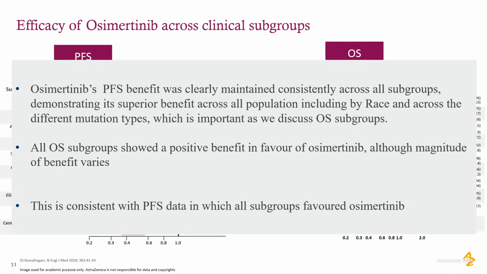Osimertinib's progression-free survival benefit was clearly maintained consistently across all subgroups, demonstrating a superior benefit across all populations, including by race and across the different mutation types, which is important as we discuss overall survival subgroups. All overall survival subgroups showed a positive benefit in favor of osimertinib, although the magnitude of benefit varies. This is consistent with progression-free survival data in which all subgroups favored osimertinib.